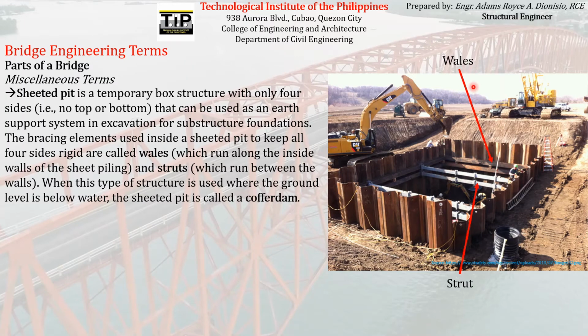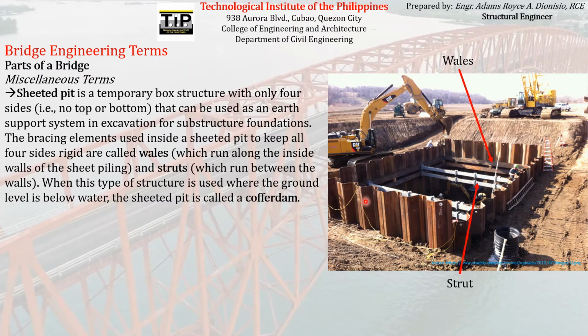The wales run along the inside walls of the sheet piling, and the struts run between the walls. The wales are the ones that hold the vertical planks together, while the struts prevent the vertical planks from giving way as they support the earth beside them.